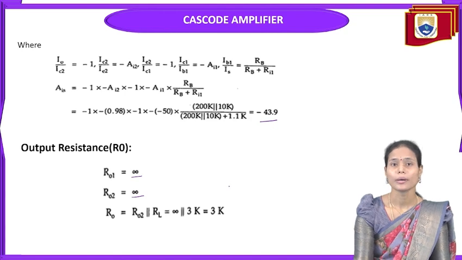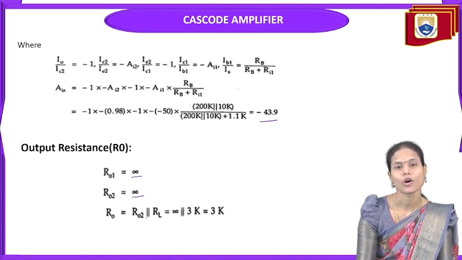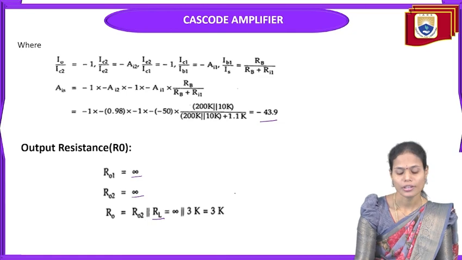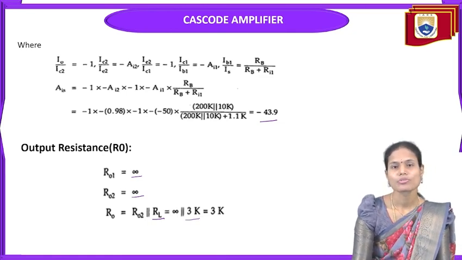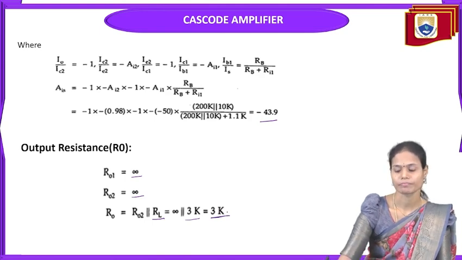And to find the output resistance, the output resistance of the first stage is infinity, and the second stage is also infinity. But overall output impedance is the parallel combination of the output resistance of the transistor as well as load resistance. So here output impedance is infinity, but the load resistance is 3K. So if we take the parallel combination of two resistance values, the resistor having the low value is what we will get as output. So R0 is 3 kilo ohms.